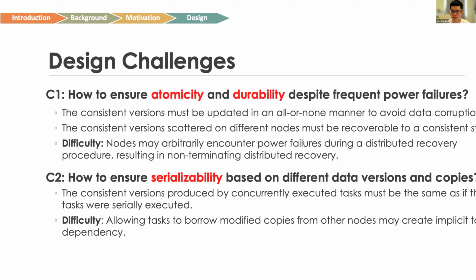This is difficult because the nodes may randomly encounter power failures during a distributed recovery procedure, resulting in a non-terminating distributed recovery. The second challenge is how to ensure serializability based on the different data versions and copies. The consistent versions produced by tasks executed concurrently must be the same as if the tasks were executed serially. And this is difficult because allowing tasks to borrow modified copies from other nodes may create implicit task dependency.